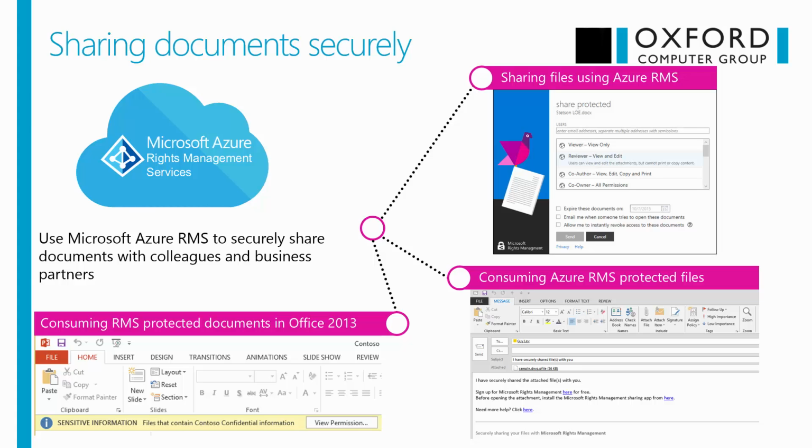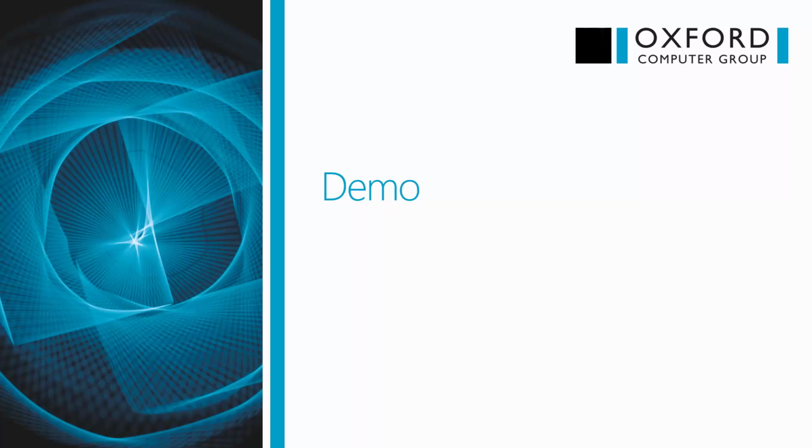And in the bottom here, when the user receives the document and opens it up, they get a notification that it contains confidential information. They can click the View Permissions button and view the permissions. And we'll take a look at this. Right now, I'll run through some demos through the different cross platforms and show you how all these work.